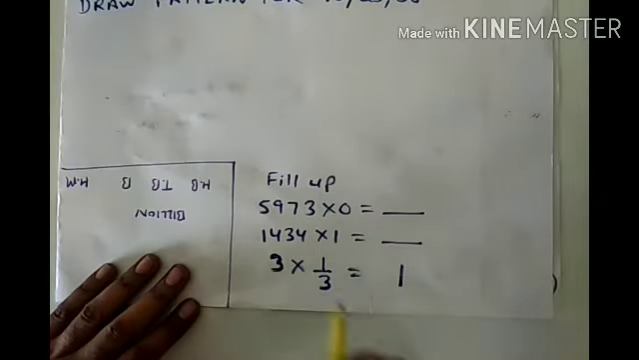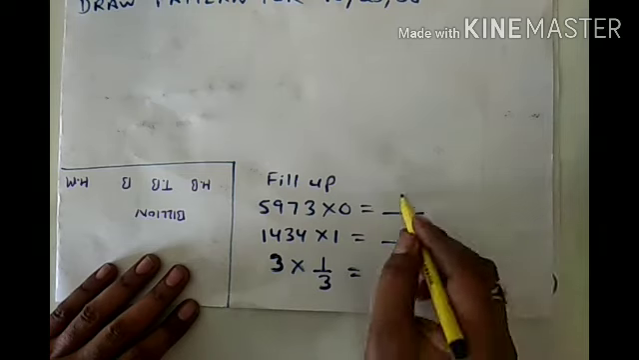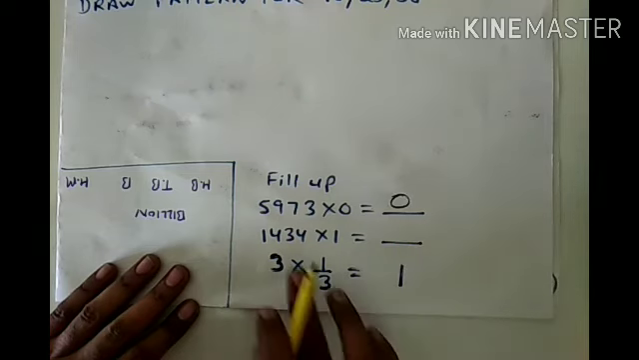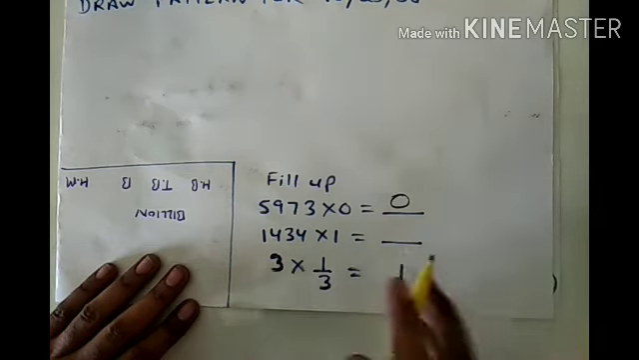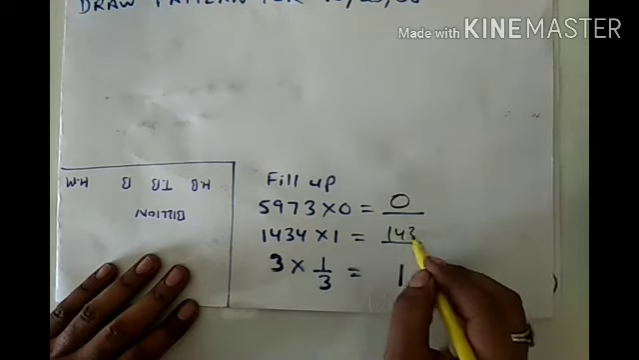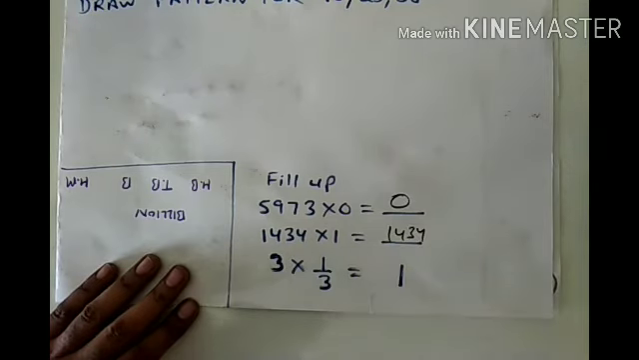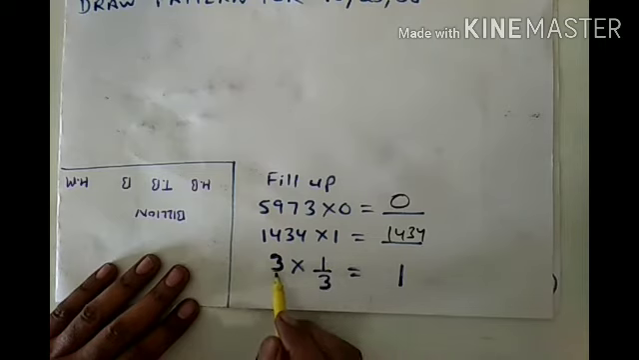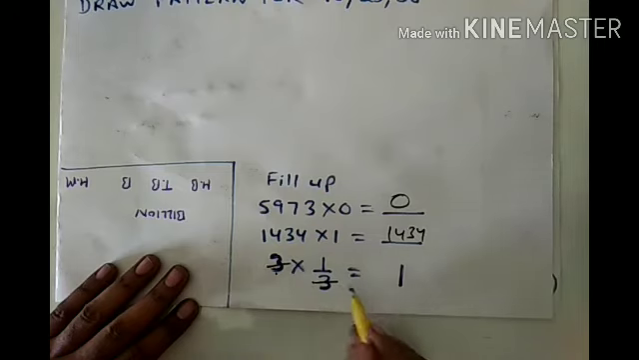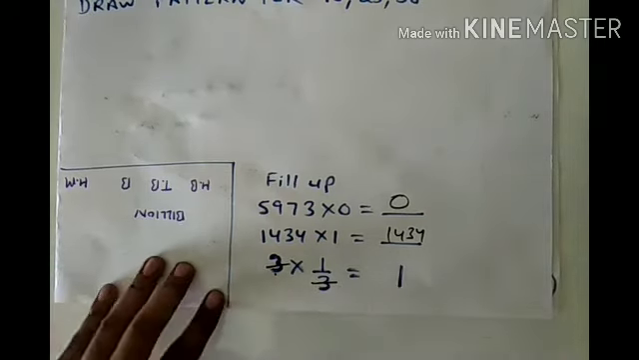Now if we multiply any digit with 0, the answer is always 0, and if we multiply any number with 1, then the answer doesn't change, the number is the same. Now when we multiply 3 by its reciprocal, the answer is 1. Here the 3 cancels, only 1 is left, so that is the answer.